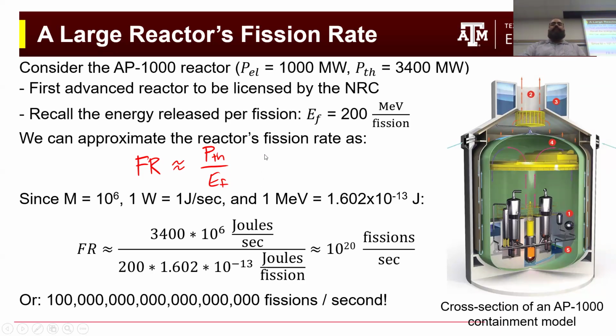So if I convert the MeV into joules with the appropriate conversion factors, then what this comes out to is about 10 to the 20 fission reactions per second. So that's an estimate for the fission rate in a large nuclear reactor. 10 to the 20 fissions per second, or if you were to write it out, it's a 1 followed by 20 zeros of fissions happening per second. Our brains have a hard time comprehending numbers that big, a very huge number.